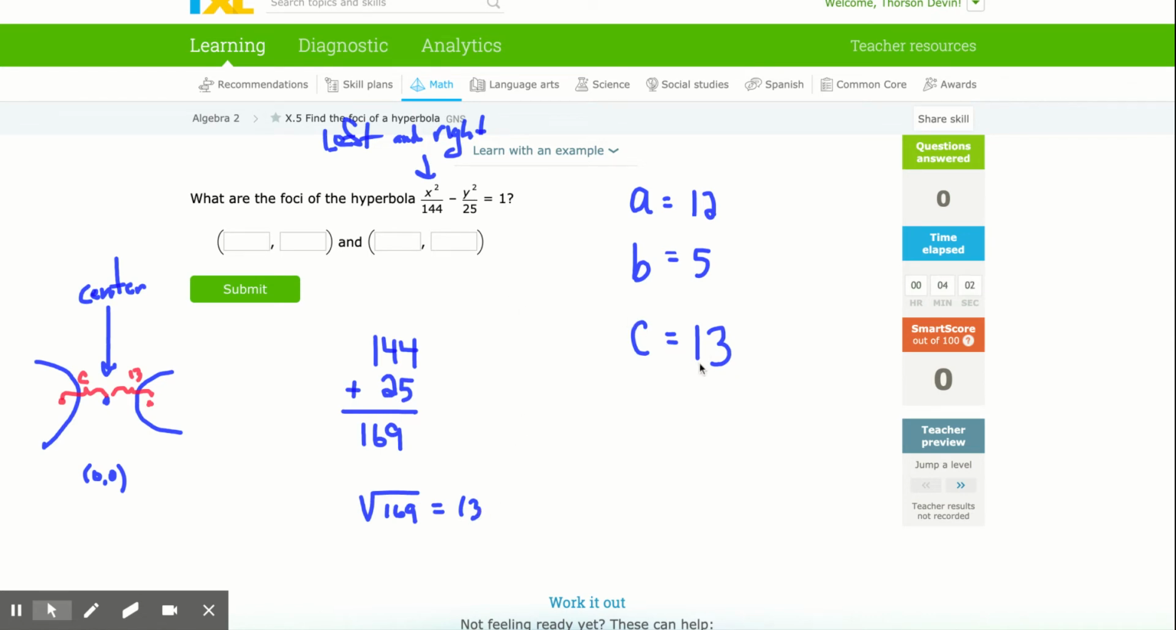So I'm going to add and subtract that from the center. Now, this doesn't have any horizontal or vertical shift, so our center is 0, 0. And I'm going to add and subtract 13, the length of c, to find those foci. So my foci for this one would be negative 13, 0, and positive 13, 0, because it's to the right and left of the center.